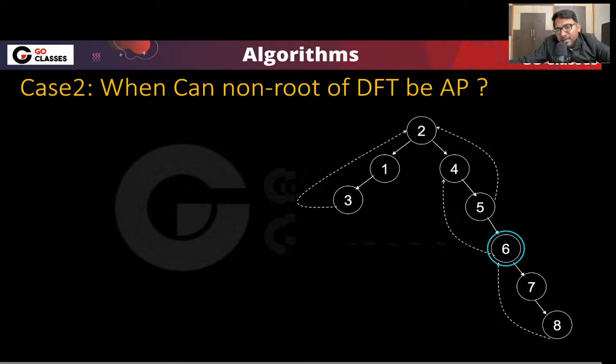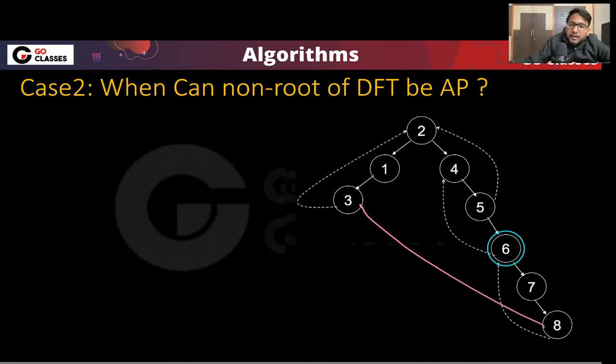See, currently it seems like if you remove this 6, then yes, it is an articulation point, right? I mean, everything is disconnected. So what should be the condition? You can say that none of its descendants should go to its ancestor. If a descendant wants to go, it can go through 6, but it should not be directly connected. See, can this kind of edge be possible?